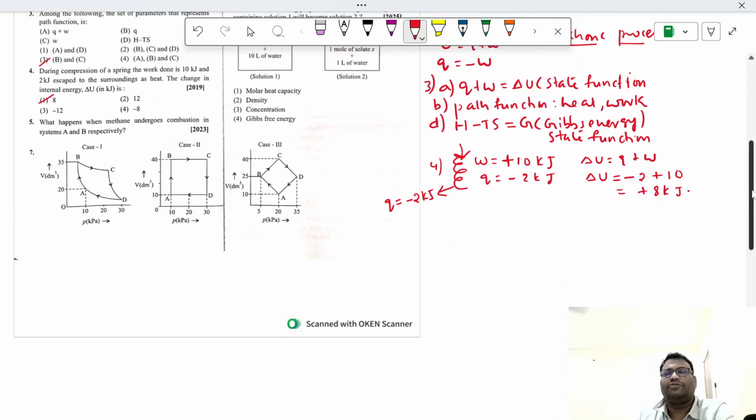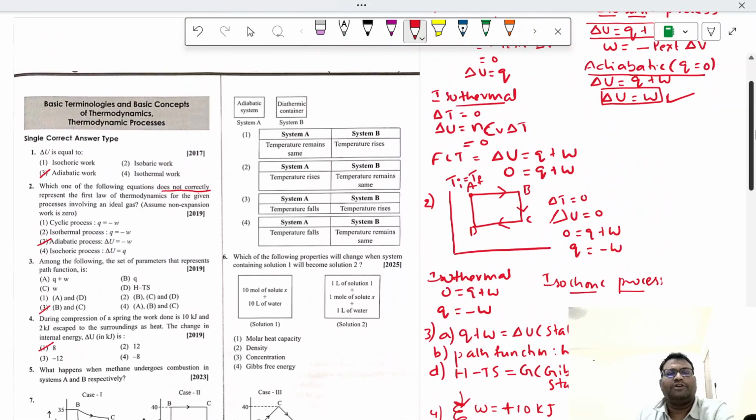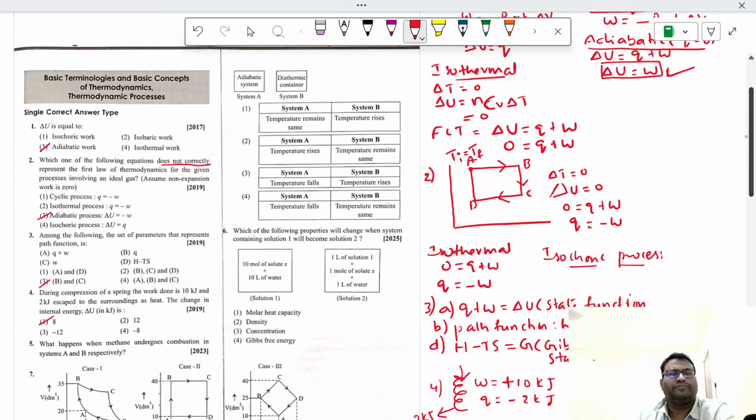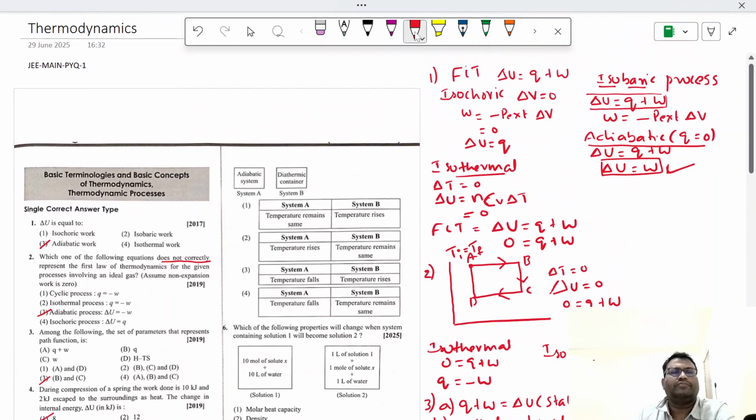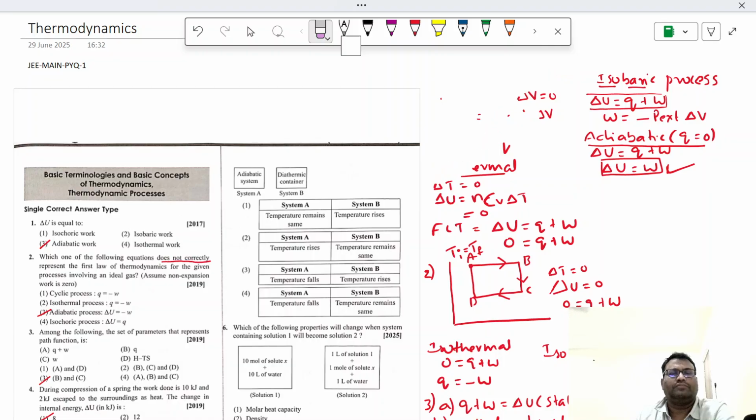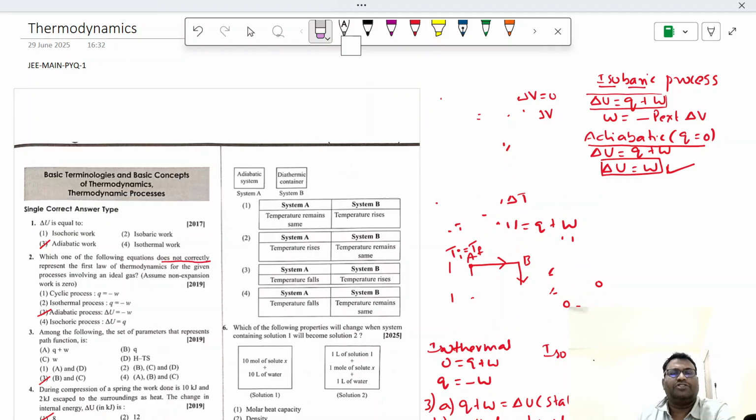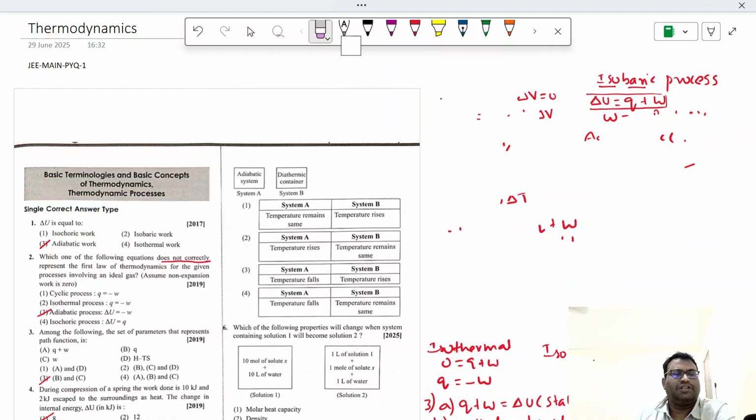Next question, let us go with the next question. So next question, what is the question asked? The question asked is, what happens when methane undergoes combustion?